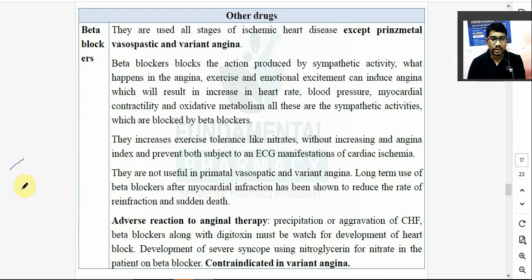So nitrates are used for symptomatic treatment to relieve the anginal pain. Other drugs, for example calcium channel blockers and beta blockers, are all used for prophylaxis, the prevention of chronic anginal pain. So for prophylaxis other drugs are there, and for relieving your symptoms nitrates are there. Now these are used in all stages. Beta blockers are used in all stages of ischemic disease.